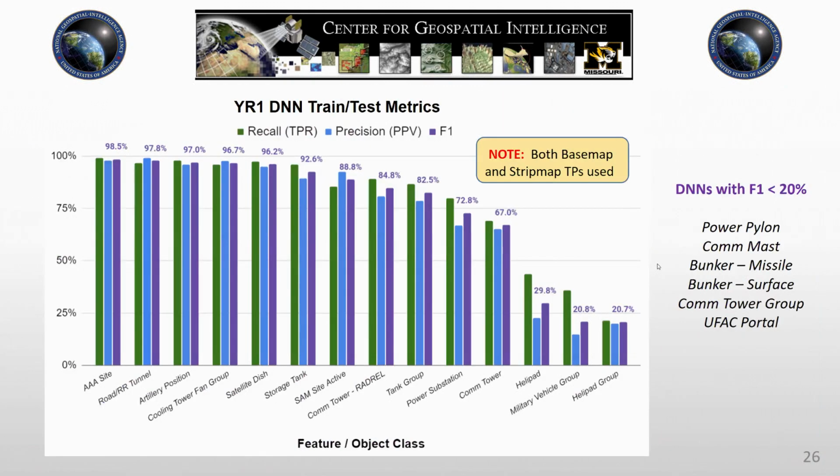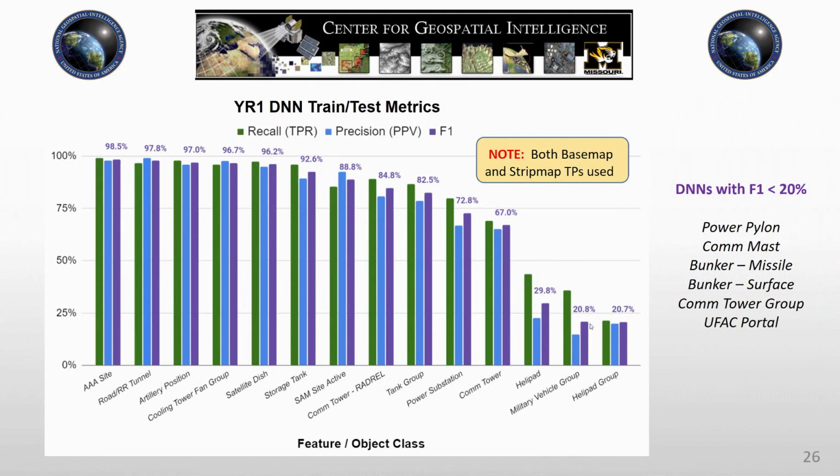So this shows just the train test metric. It's an 80% train, 20% test split. We're looking at the precision, recall and the F1, ordered by the F1 score. So again, we can get some very good performing models here, F1 scores above 75, 80% for most of these, but then you start to see it drop off down to the 20% range for some of these military targets, like helipads and military vehicle groups. And then these were the 6 classes over on the far right that we could not get a DNN that would generalize well enough on our validation data for us to proceed.